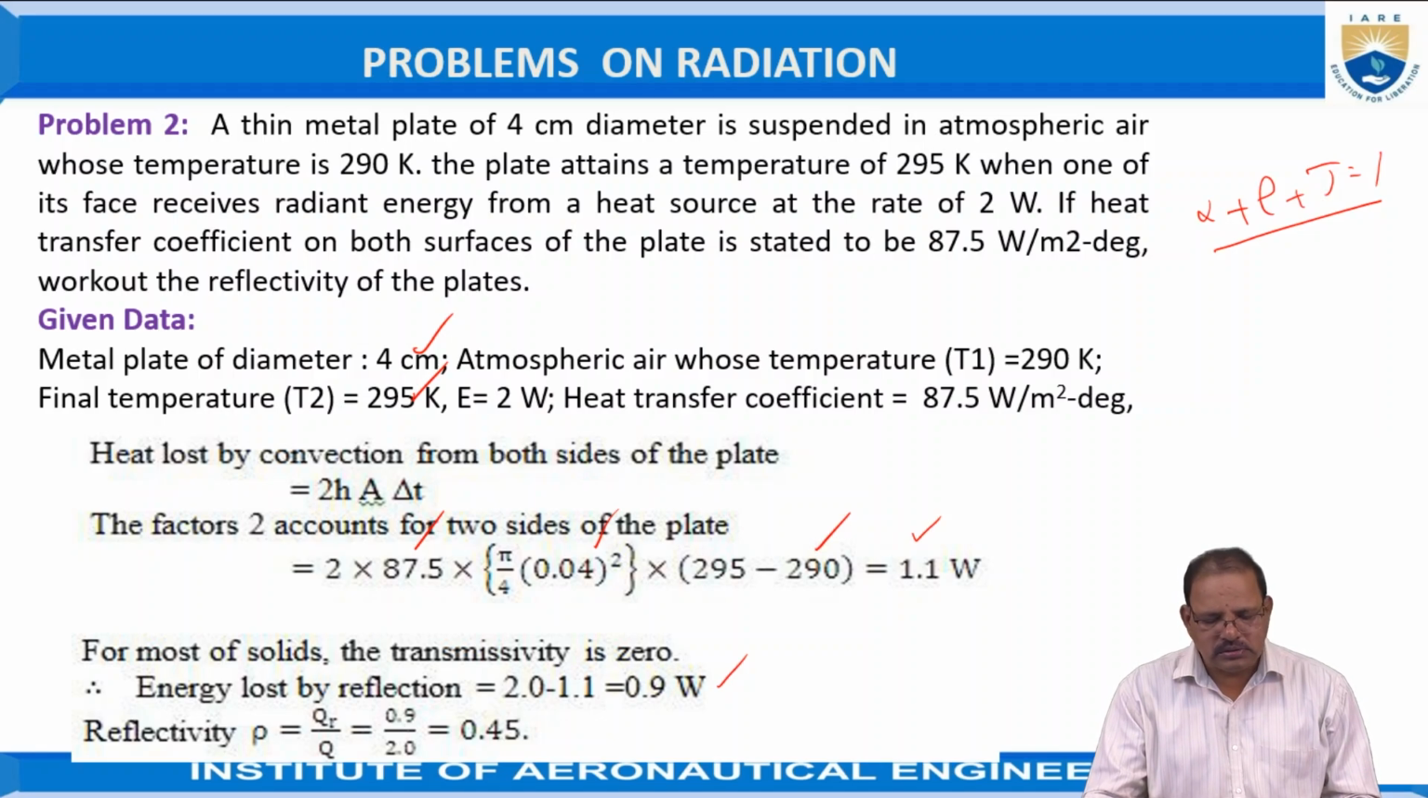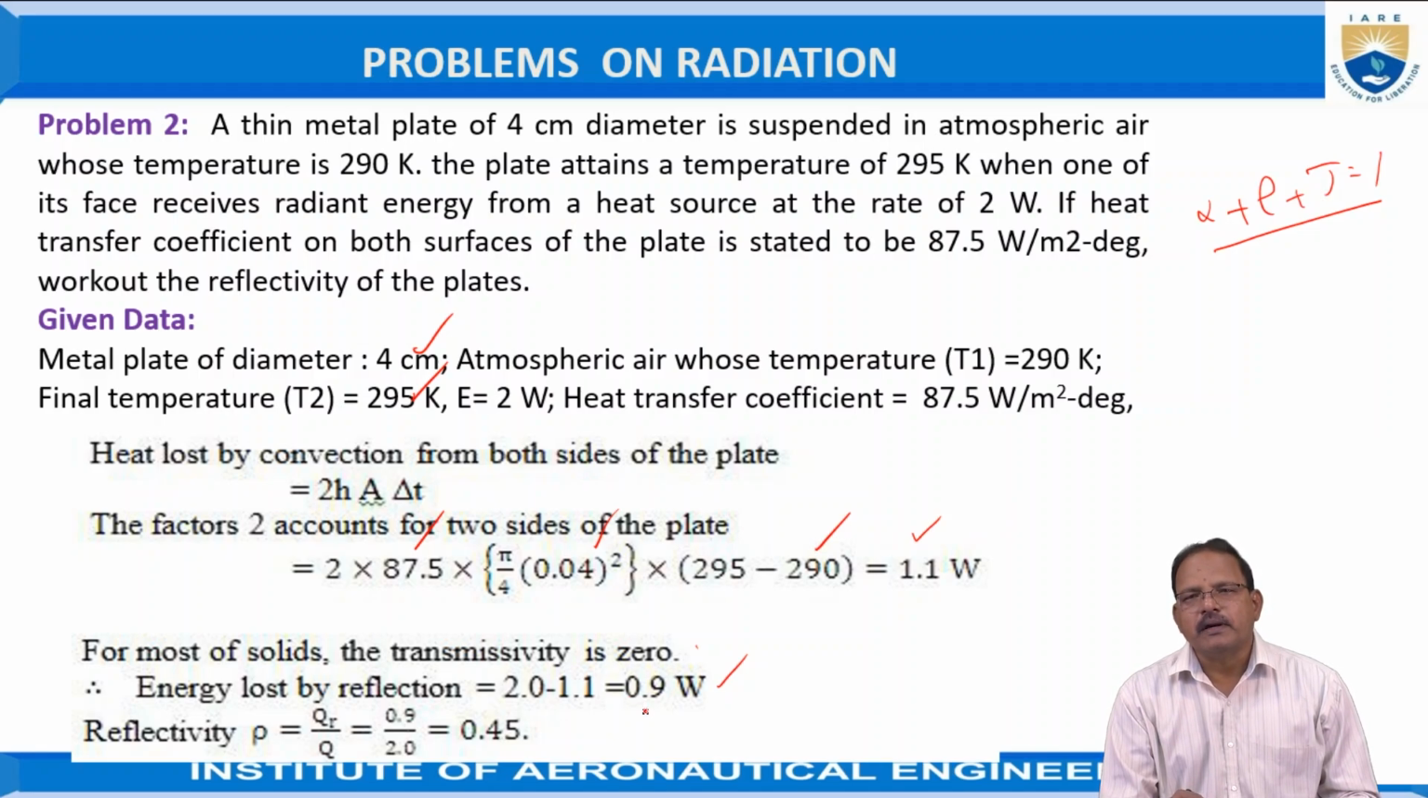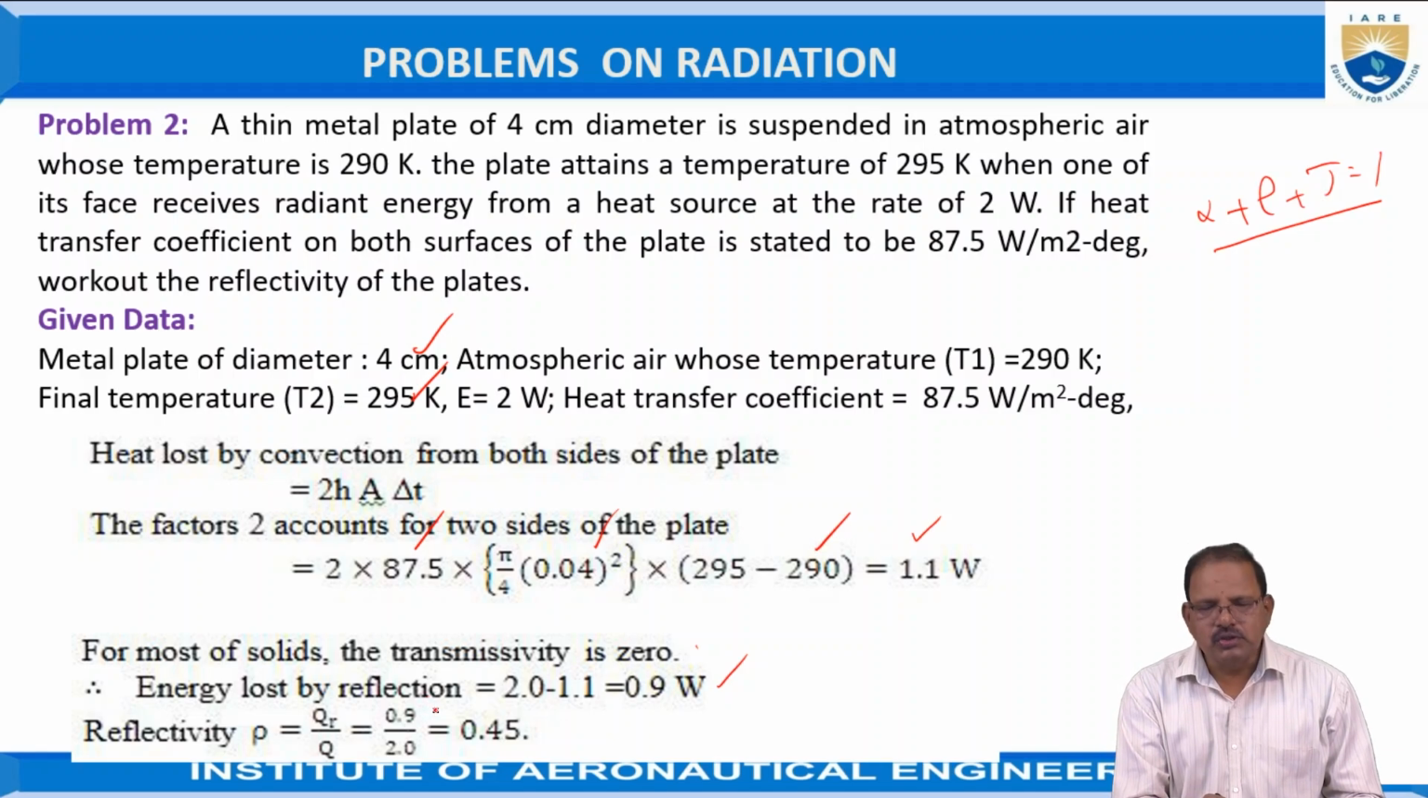But according to the problem, for solids, the transmissivity is equal to 0. Hence the heat loss by reflection is equal to the total heat, 2.0, minus the 1.1 that is already transmitted. The remaining is 2.0 minus 1.1, equal to 0.9 W. So reflectivity is the ratio of the total amount of energy that is reflected to the total energy that is incident, which is equal to 0.9 divided by 2.0, which is equal to 0.45.